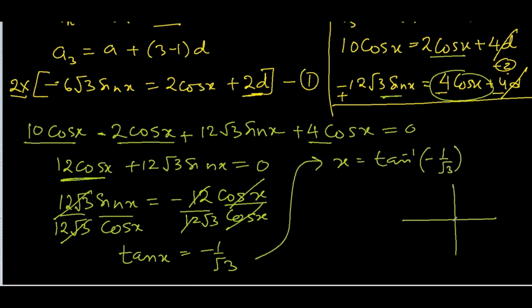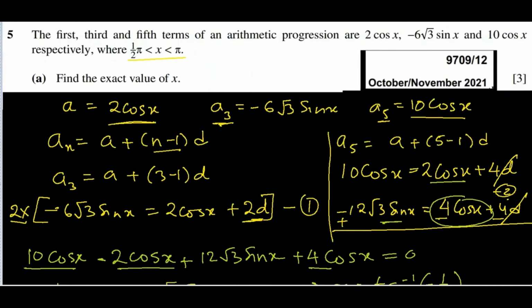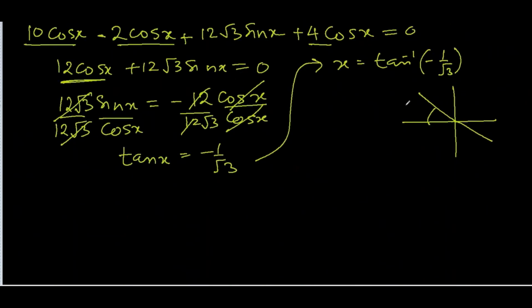Tan is negative here and here. Is it in our domain? Let's check. The domain is from half of pi to pi. In radians I got the angle as pi over 6, which is not our answer. Our answer starts from here till here. So x will be pi minus pi by 6, which is 5 pi by 6.